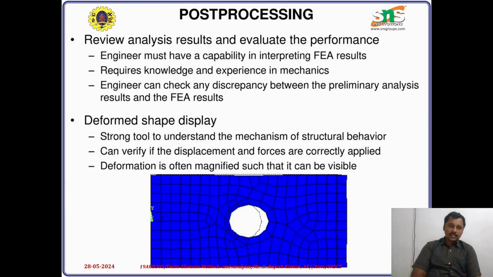After analysis, in the post-processing stage, you can see the colorful display. This display shows how the object is deformed after applying the boundary condition. These deformations can be plotted in a graph, and the results are interpreted, and then it can be concluded how the product performs for that specific geometry or material property.